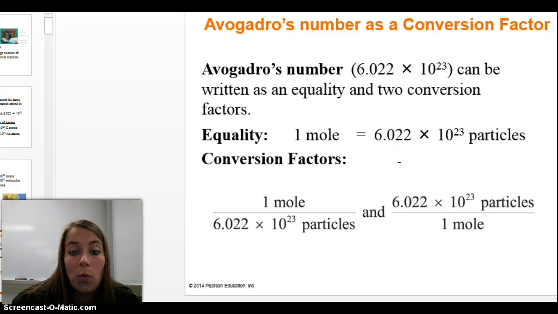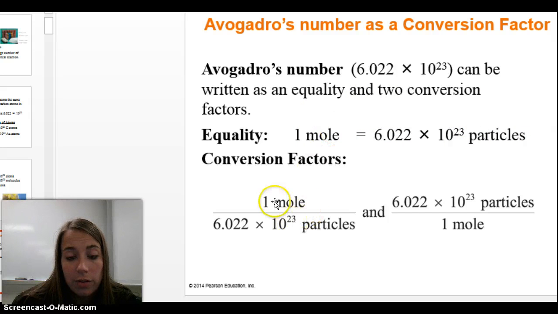All right. Why do we care about moles? Well, it's really useful for a conversion factor. So Avogadro's number, that's 6.022 times 10 to the 23rd, and yes, you are going to have to memorize that. It can be written as an equality, and you can get 2 conversion factors out of that. So the equality is that 1 mole, okay, is equal to 6.022 times 10 to the 23rd particles, whatever we're talking about, atoms, molecules, ions, formula units, that's how many of those 1 mole is.